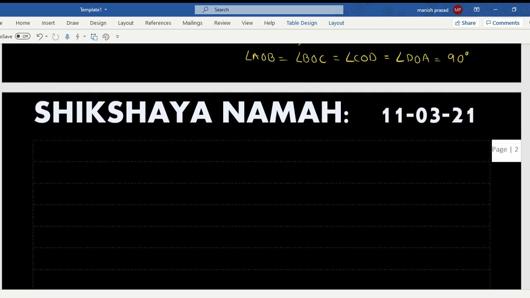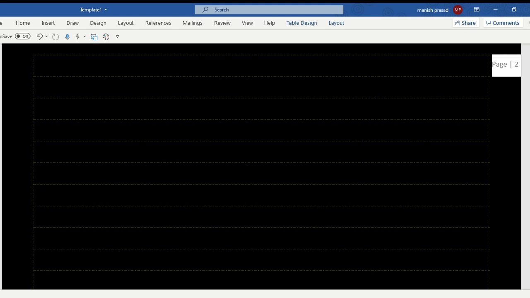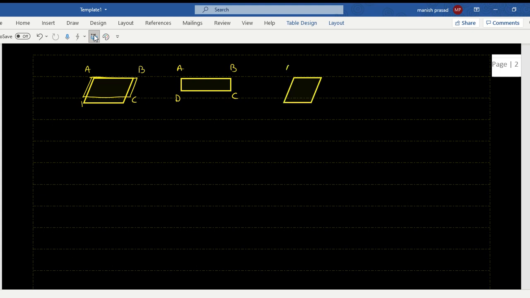Now let's tell it to you all in a nutshell. The first thing that we did is a parallelogram, ABCD. The second thing that we did was a rectangle, ABCD. The fourth thing that we did was a rhombus, ABCD. The fifth thing that we did was a square, ABCD.